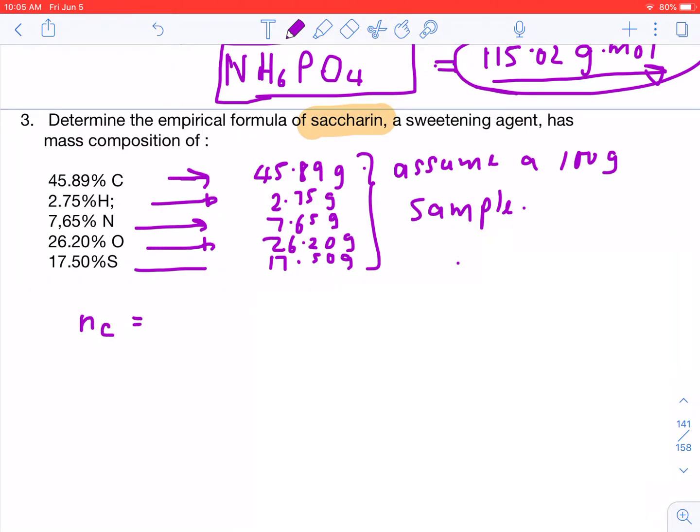of carbon is equal to 45.89 grams, all upon 12 grams per mole, since we're dealing with carbon, and that gives us 3.8 moles.